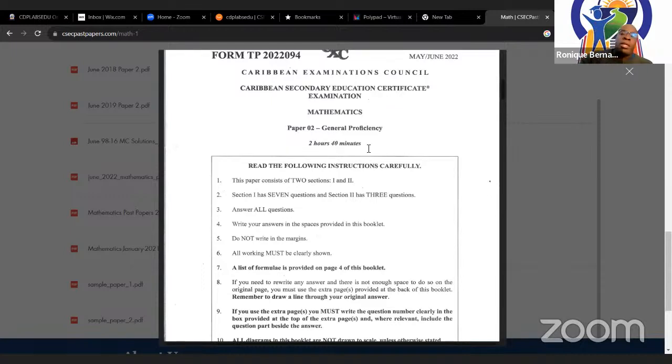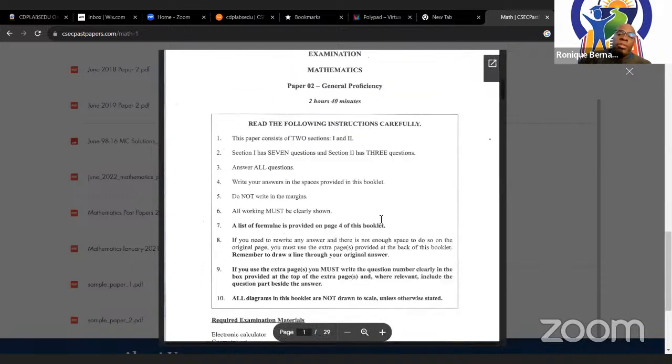Now, the exam is 2 hours and 40 minutes, which is the same as 160 minutes, right? And of course, you have 2 sections to the paper, section 1 and 2. Section 1 has 7 questions. Section 2 has 3 questions. And you have to answer all questions.